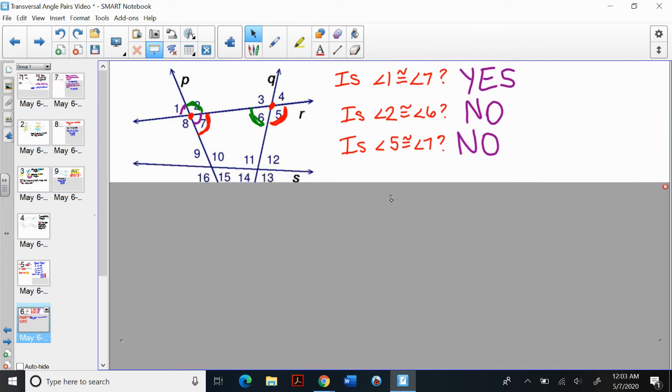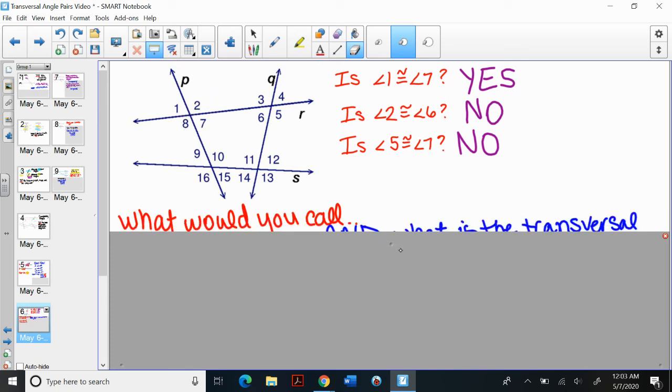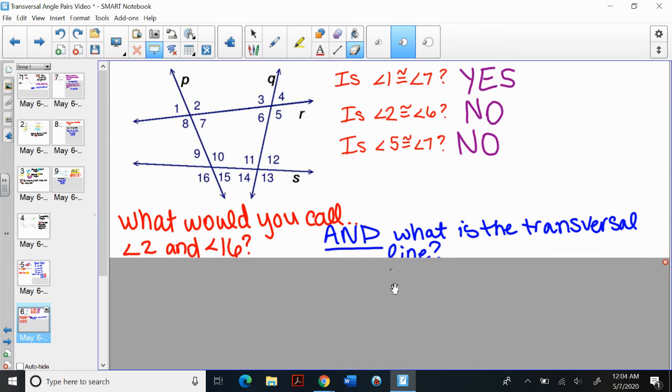Okay, let's unveil the rest of this wonderful picture here, and I have a couple more questions. So the first thing I'm going to do is get all this out of the way that we were already doing so that you're not confused, okay? So what would you call angle 2 and angle 16? But I also want to know, what is that transversal line that you're looking at when you're naming angle 2 and angle 16? Okay, good. So in this picture, the transversal line is going to be line P. And so angle 2 and angle 16 are going to be called alternate exterior angles.